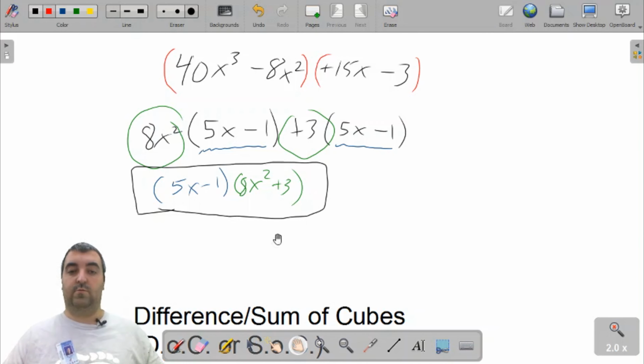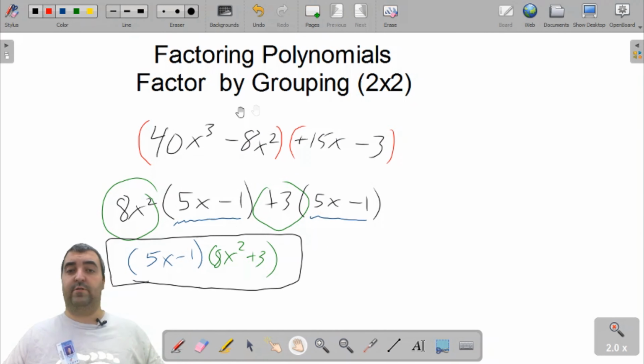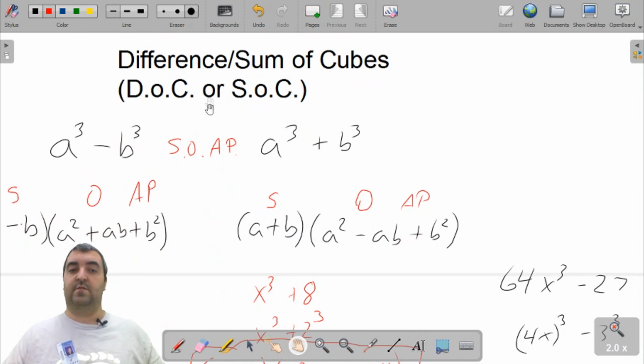In this video we went over factor by grouping and factoring with difference or sums of cubes, so DOC or SOC.